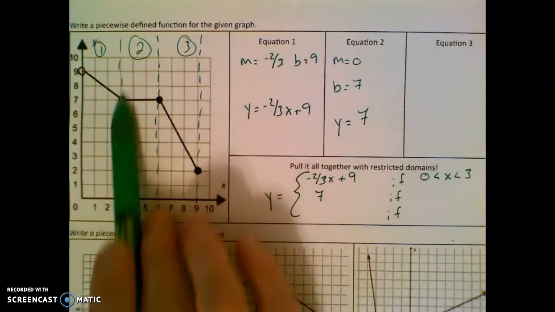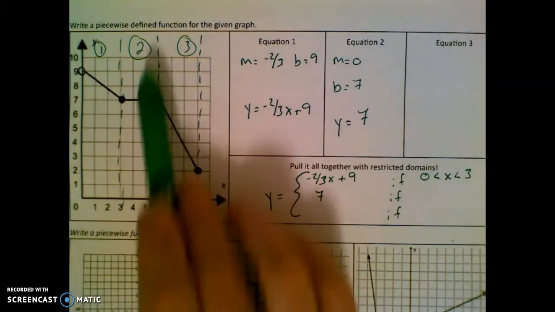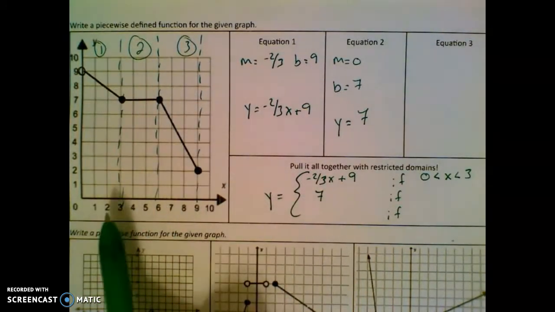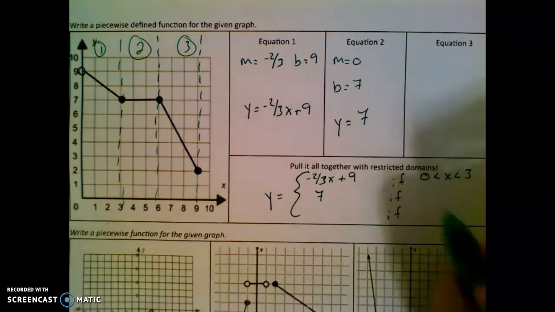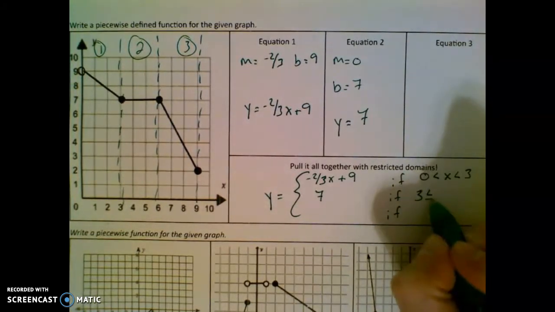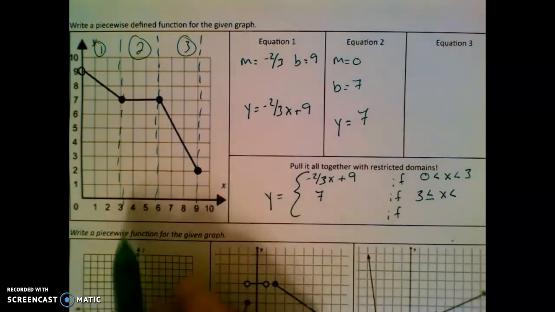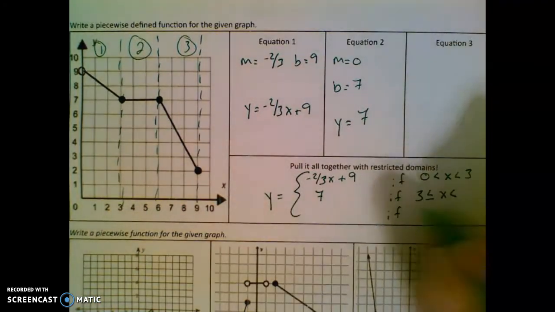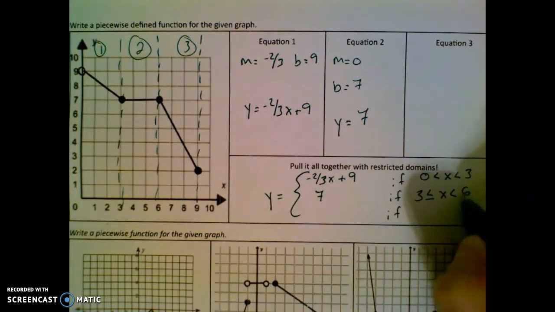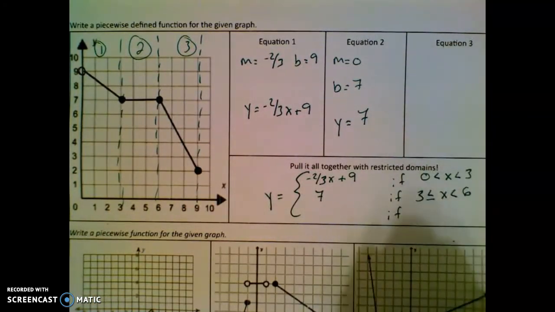And then again, where does this guy start? Well, he's starting at 3 and he's ending at 6. But 3 has to be included somewhere. We did not include it in the first equation, so it has to be included here. And then it's going to stop at 6. You could include 6 here or include it in the next one. I just have the tendency to always exclude it in the first one and include it in the second one or the one after it.